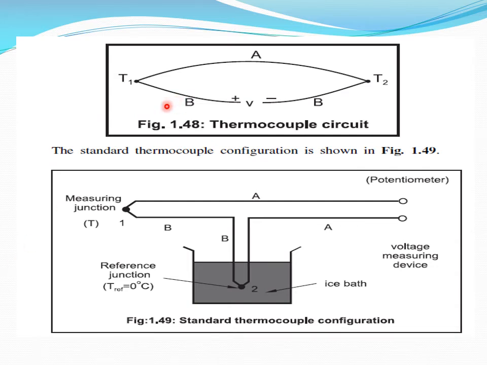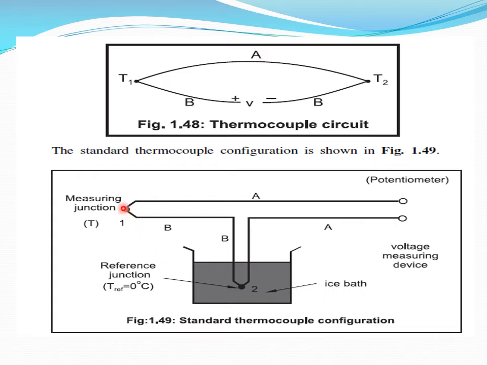The explanation continues. Here we have two materials and two junctions. The bottom figure clearly explains it. If a schematic is asked in the exam, you had better reproduce this figure. So two materials, we have two junctions. This is the junction to be measured, and this is the reference junction that is kept at 0 degrees centigrade in an ice bath.